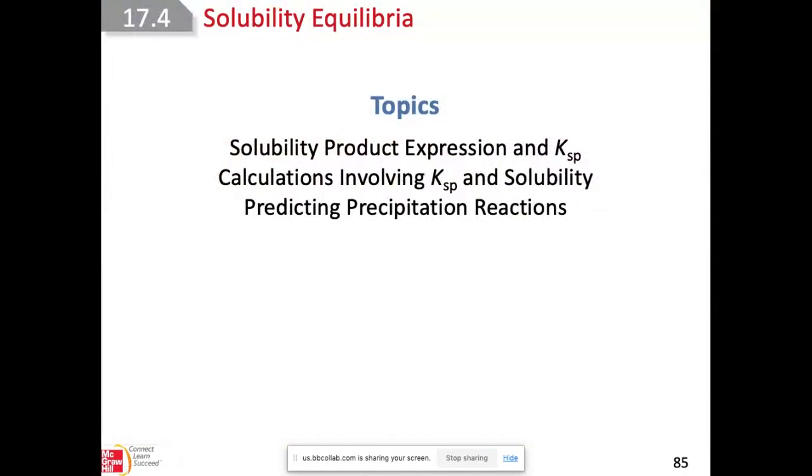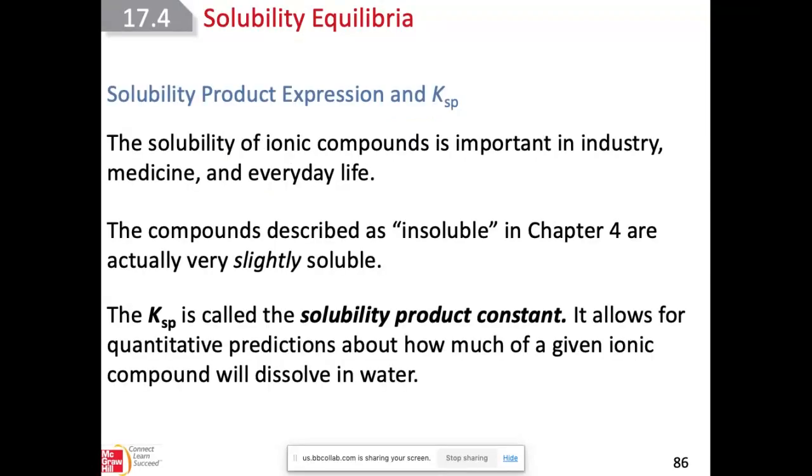This one is a solubility equilibrium. We will look at the solubility product expression, KSP, and we will calculate KSP and predict that precipitation will happen. So we will talk about the solubility of these ionic compounds, because those ionic compounds are salts. They are one of the products happening between an acid and a base, and so we're forming salt.